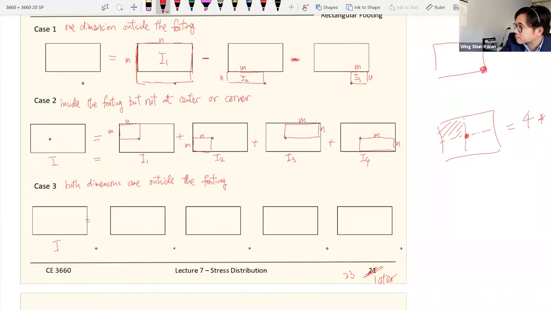So what you will do is, first, draw the whole thing again. You need to find this I1, and it will be equal to this one, subtract this part, I2, and then subtract this part, I3. You realize this small part here is subtracted two times, because you subtract it once here and you also subtract it again here. So this time you need to add it back one time, I4. With that, you should be able to find the total I.